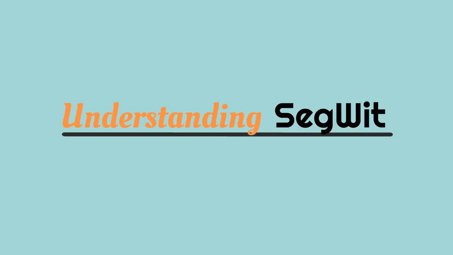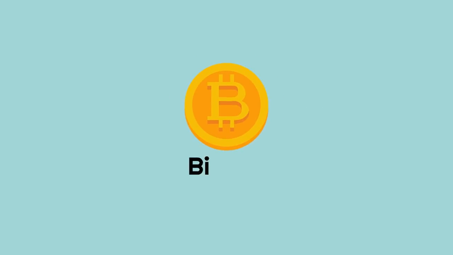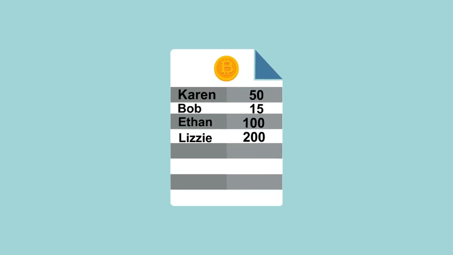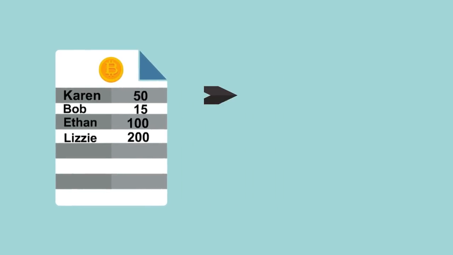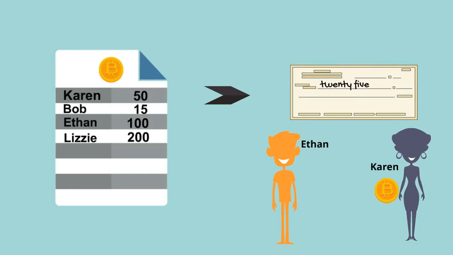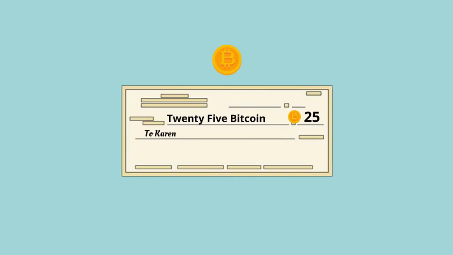Understanding SegWit. In order to understand segregated witness, or SegWit for short, we first have to understand a little bit about Bitcoin. Think of Bitcoin as a single global ledger, and a Bitcoin transaction as a bank check. As the owner of some amount of money, you can sign over some of your money to someone else. And much like a bank check, a Bitcoin transaction has a signature. Instead of a physical signature, you can create a digital signature using your private key.